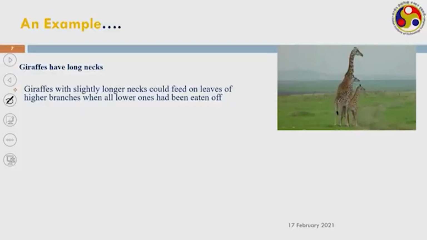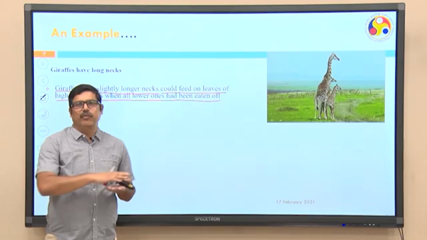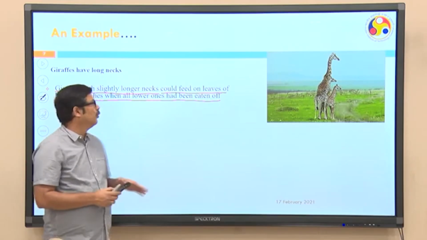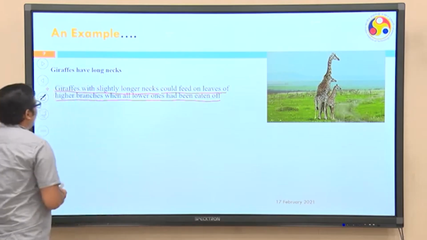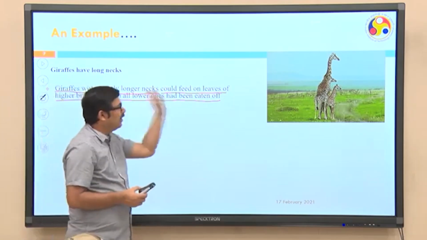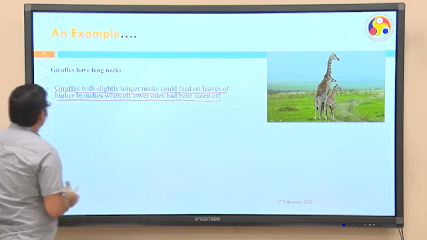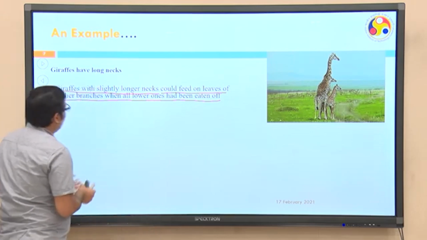Now, what happened at that time, the giraffe with a slightly longer neck could feed on leaves of the higher branches when all the lower leaves had been eaten off. So, when there was no leaf on the ground, the giraffe with a slightly longer neck was in an advantageous position and could take the leaf from the higher branches.